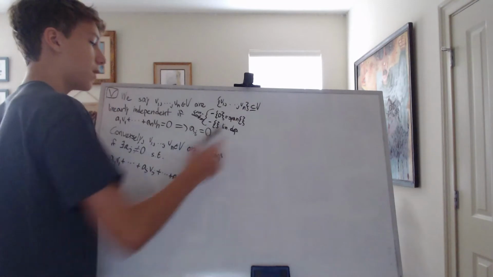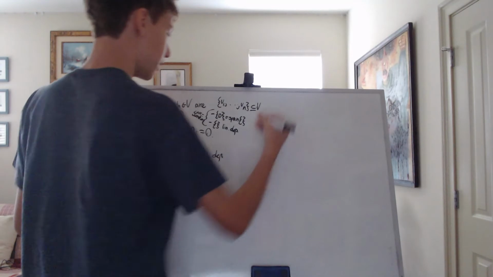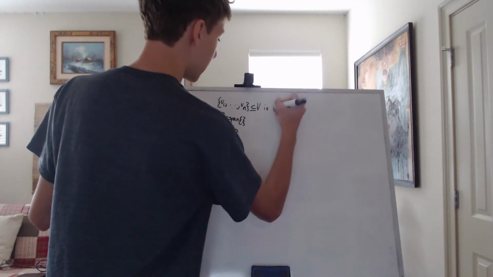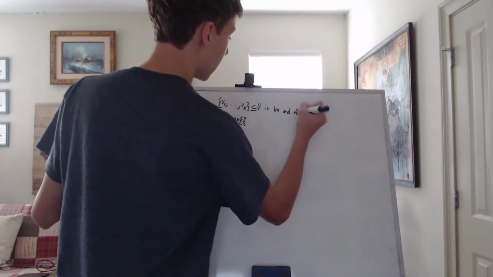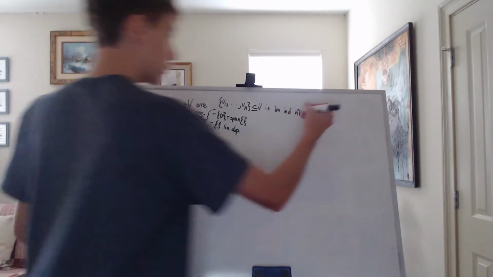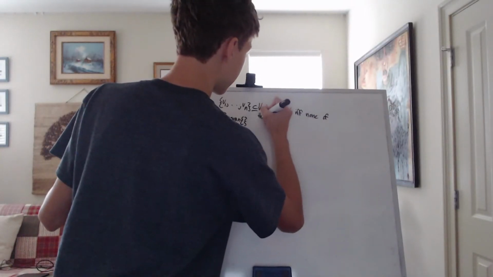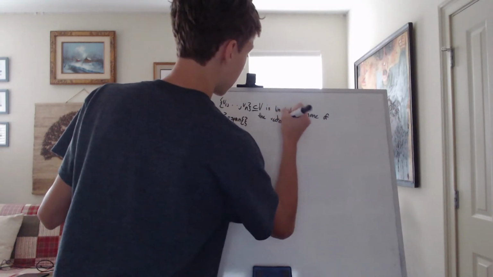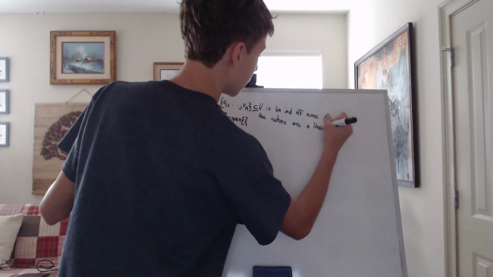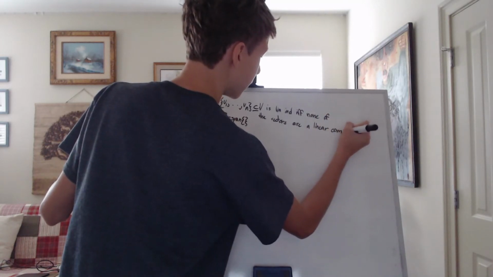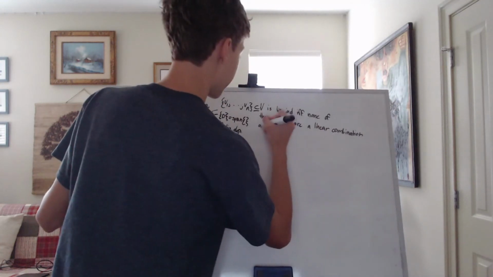Okay, so we have this list of vectors, a subset of vectors in our vector space V. It's linearly independent, again, I'm using abbreviations, if and only if none of the vectors are a linear combination of the others.